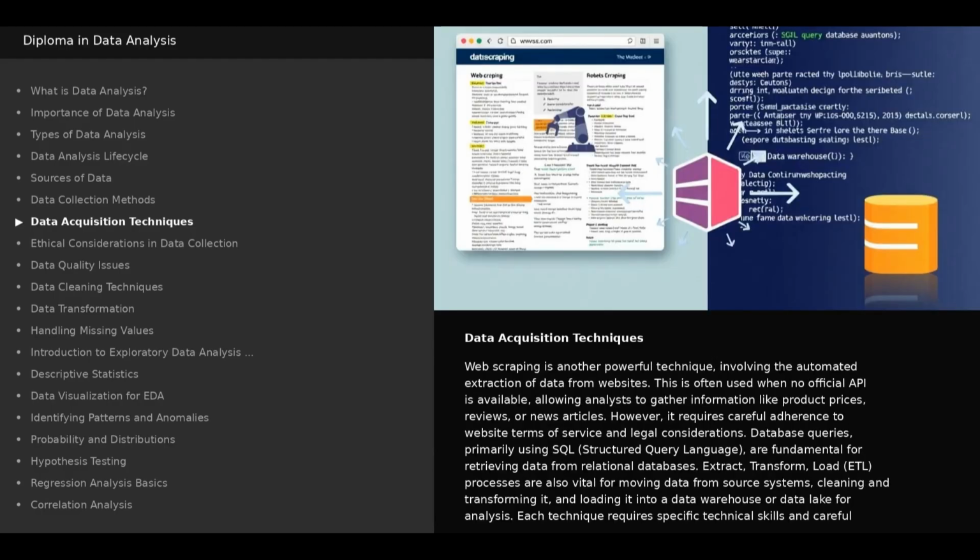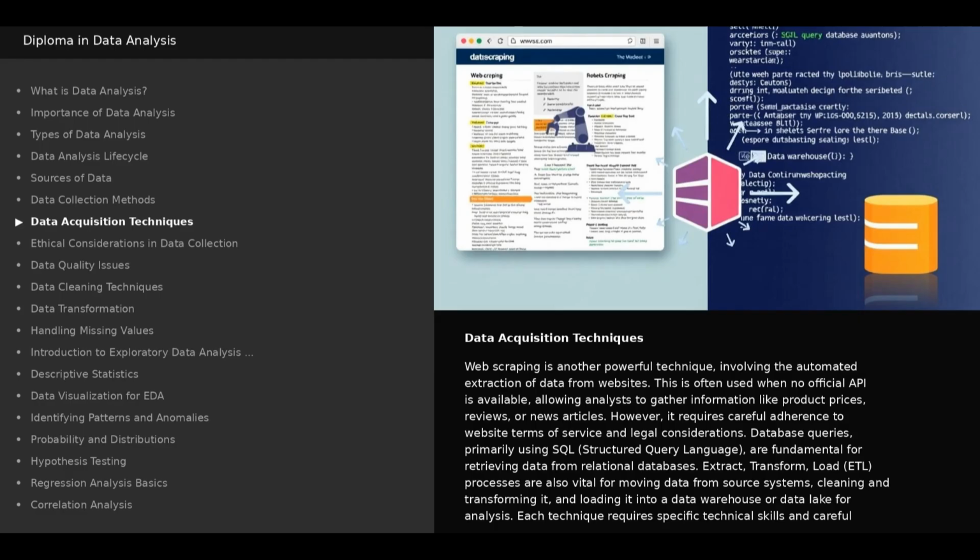Web scraping is another powerful technique involving the automated extraction of data from websites. This is often used when no official API is available, allowing analysts to gather information like product prices, reviews, or news articles. However, it requires careful adherence to website terms of service and legal considerations.